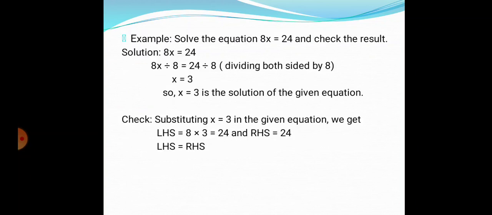Solve the equation 8x is equal to 24 and check the result. As we know already, we can either add, subtract, multiply or divide. Here we are dividing both LHS and RHS by 8. So 8x divided by 8 will give us x and 24 divided by 8 will give us 3. So x equal to 3 is the solution of the given equation. Again we are checking that by substituting the value of x in the given equation. So instead of x we replace it by 3. So 8 into 3 equal to 24. As you see here, LHS is equal to RHS.